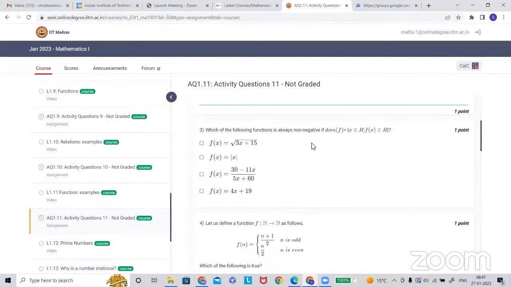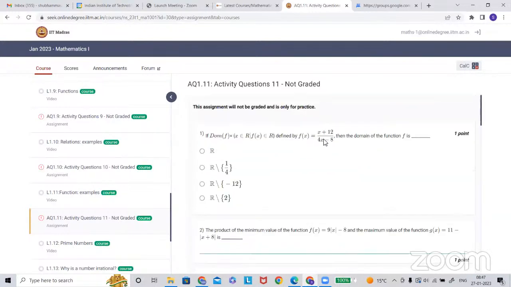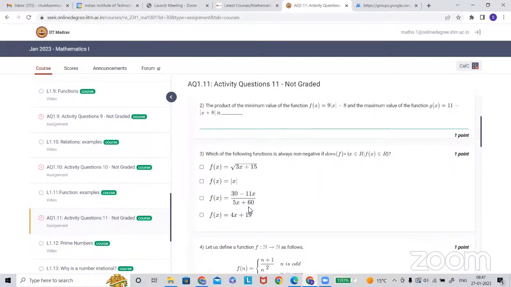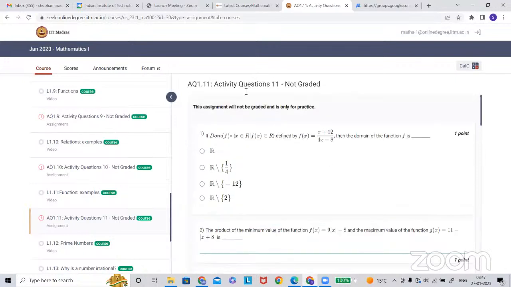So same for the domain. I am leaving this one to you, as we discussed for the domain, what is going to be the domain. Which of the following functions is always... This one I understood, sir. This is not a problem. Got it, sir. Thank you, sir.